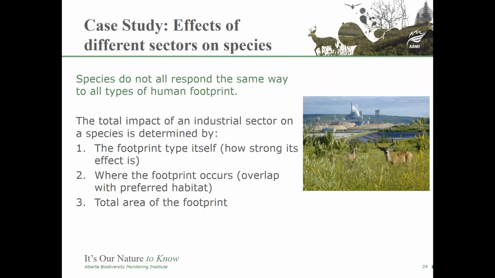The total impact on a species is determined by, first, how strong the effect of the footprint is. Secondly, where the footprint occurs and whether it overlaps with preferred habitat of a species. And finally, the total area of footprint. So the total effect of human footprint on a species population is simply the total area of the footprint multiplied by its effect per unit area.